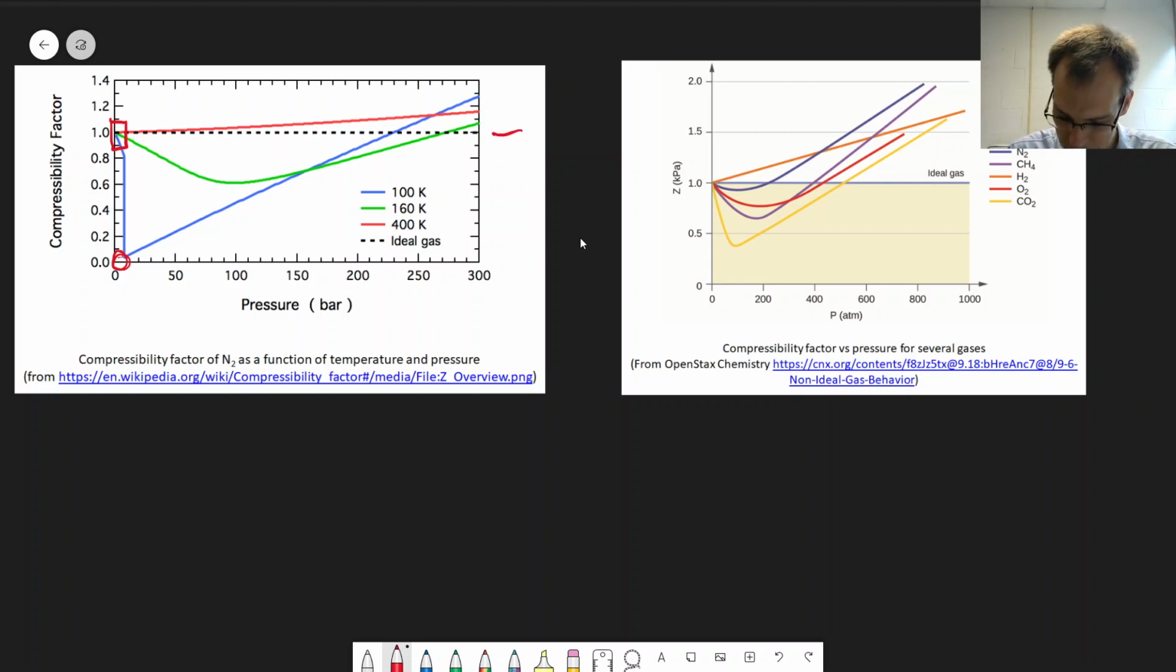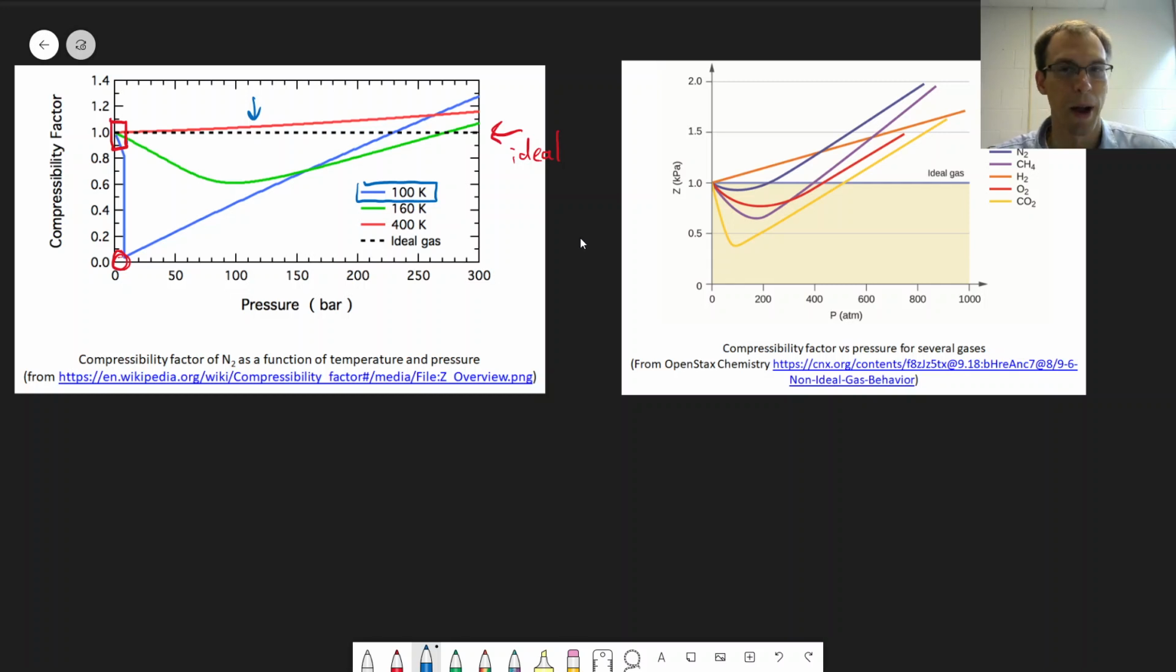Now the dashed line here represents ideal behavior. And the other lines that we see here are for different temperatures. Again, we should expect at higher temperatures this should stay close to 1, and it does. At 400 Kelvin, not that high of a temperature, but for nitrogen it's fairly high, a little bit above room temperature, we can see this red line on the top does stay pretty close to 1. Whereas at significantly lower temperatures, so 100 Kelvin, for example, right here, which I'll highlight in blue, we see very significant deviations from 1, even at fairly moderate pressures.